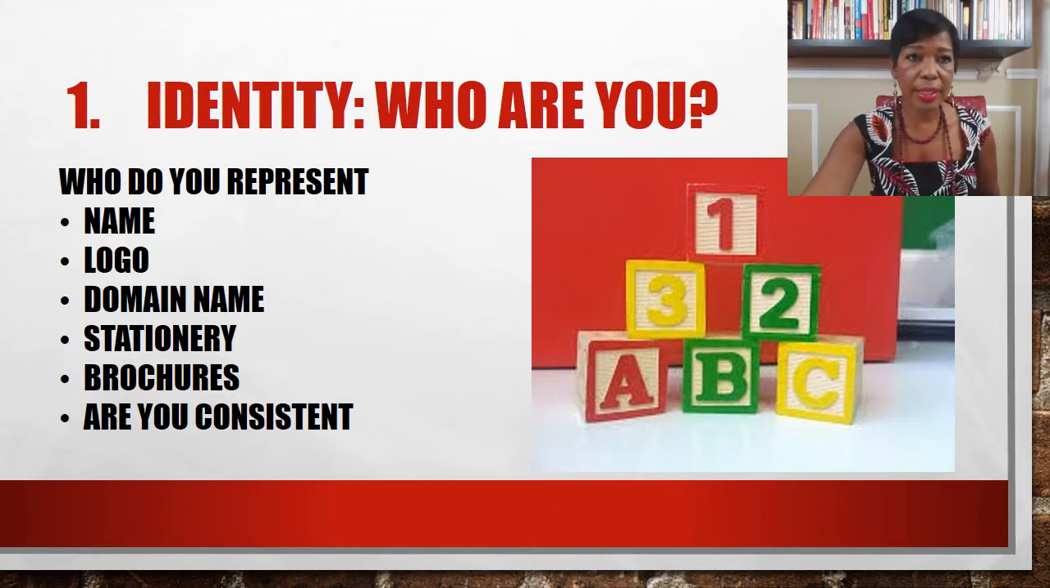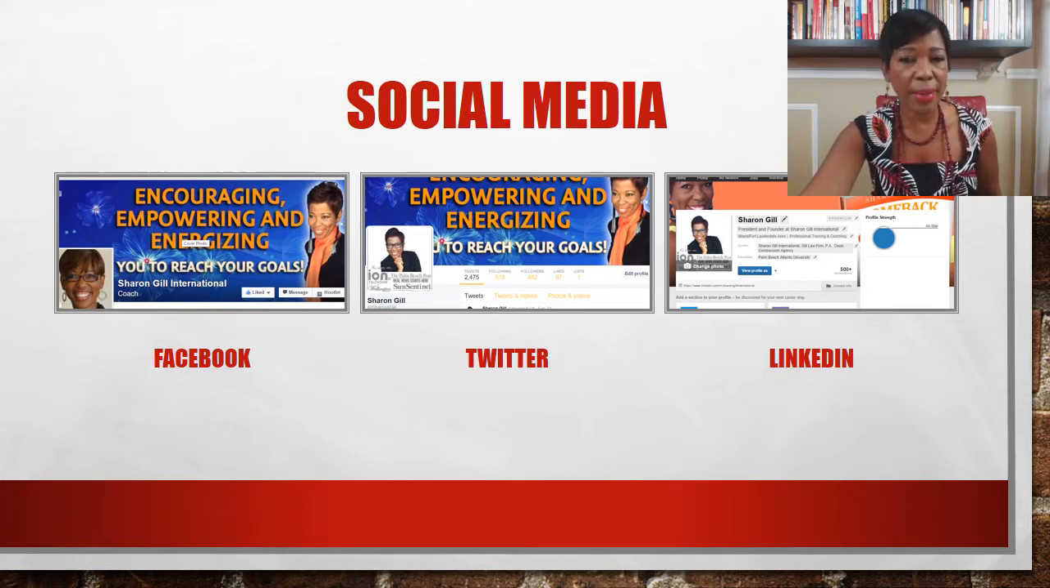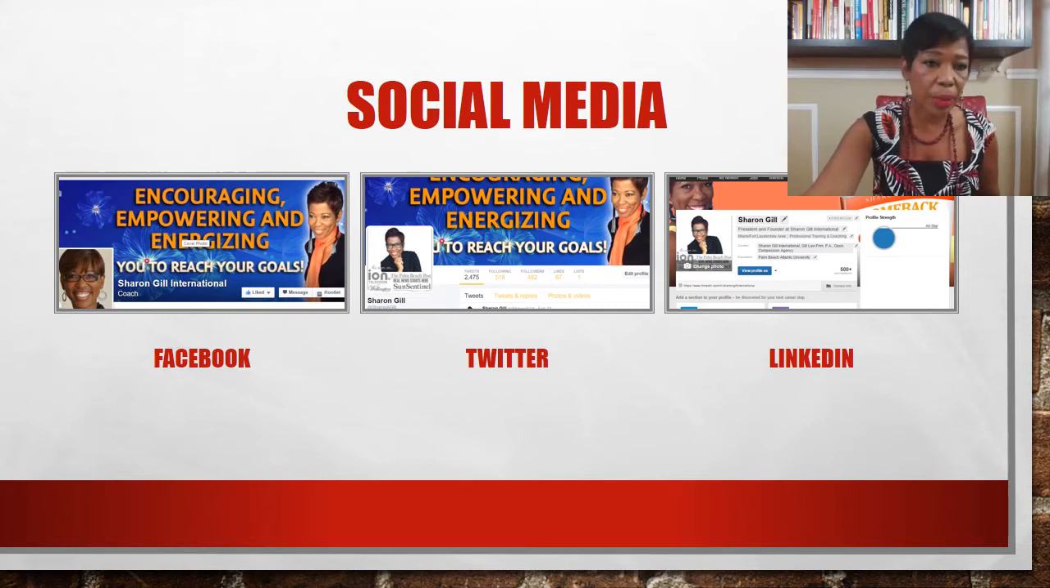For example, let's take a look at some of my brands. Here is my Facebook page, parts of it. Notice what it says here: encouraging, empowering, and energizing you to reach your goals. I have the same header on Twitter. And even though I don't have the same exact wording on LinkedIn, you can see some of my pictures cut across all my social media presence. If you look on Instagram, for example, you'll see this picture. If you look at my personal Facebook page, you'll see this picture. If you look on YouTube, you'll see this picture. So I try to keep it consistent across all platforms.